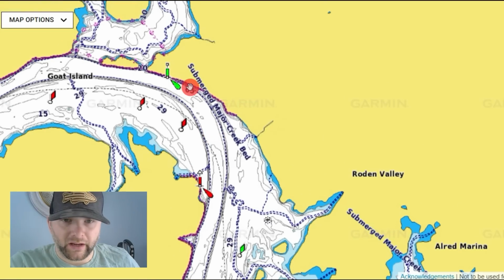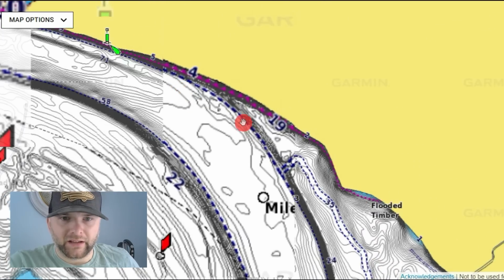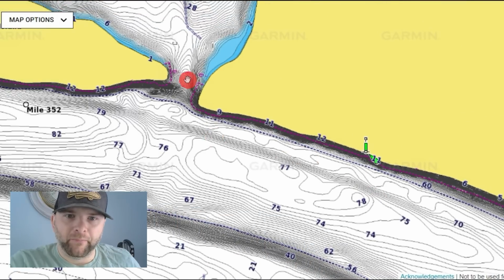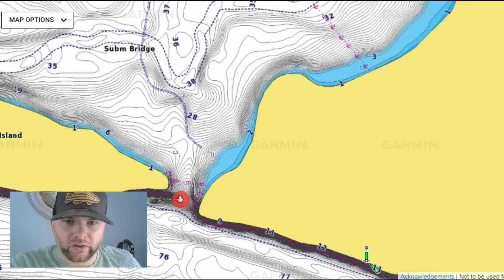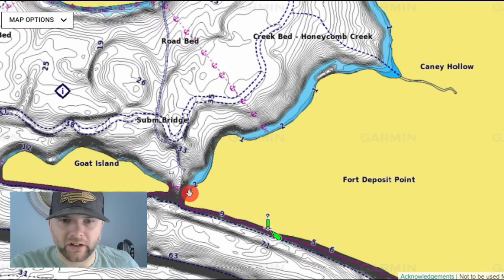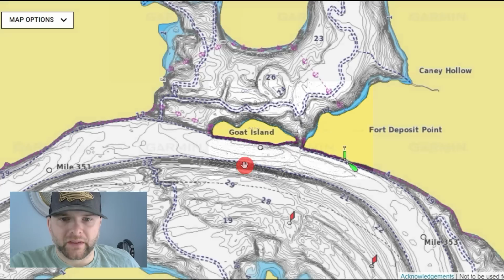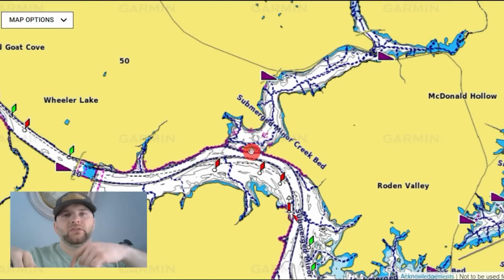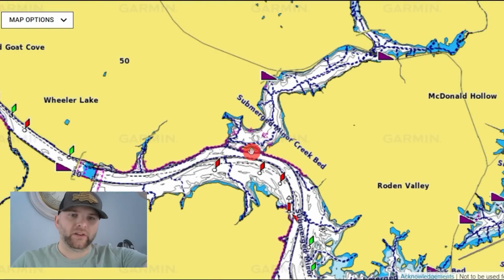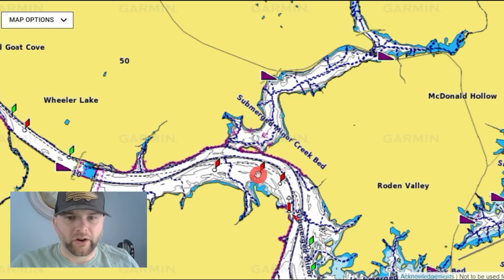Another example would be right here where that channel swing is again. It pushes right up against the bank there, and then it leads up into whatever this creek or area of the lake is, Goat Island, a really popular area in Guntersville. So that is what a bluff is, where that contour or that channel pushes up against a bank and falls off immediately into really deep water.